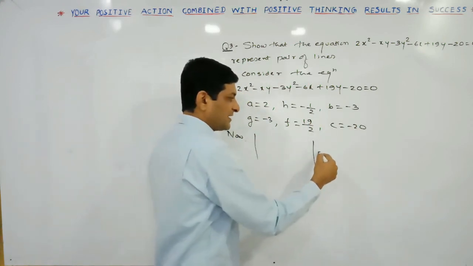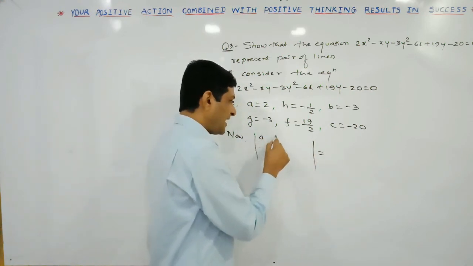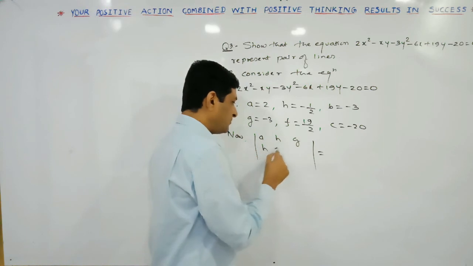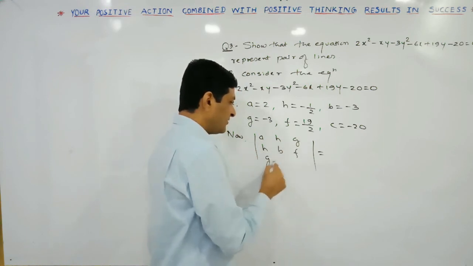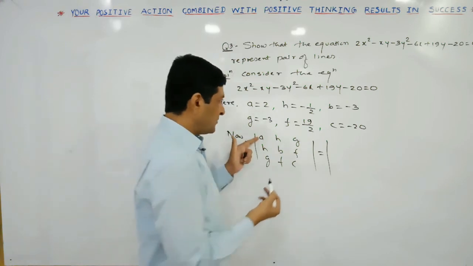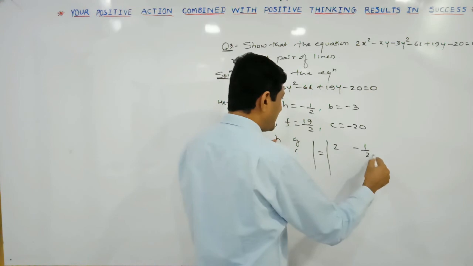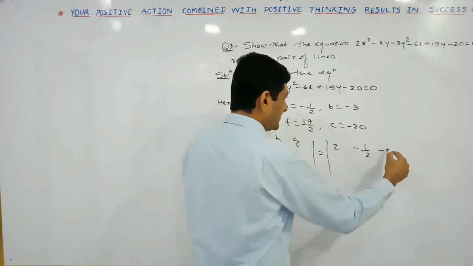Already we have seen one technique to remember the elements of this determinant: A heighted girl having beautiful face going for college. So the remaining part is just to substitute the values. What is the value of a here? 2. h is equal to minus 1 by 2. g is equal to minus 3.